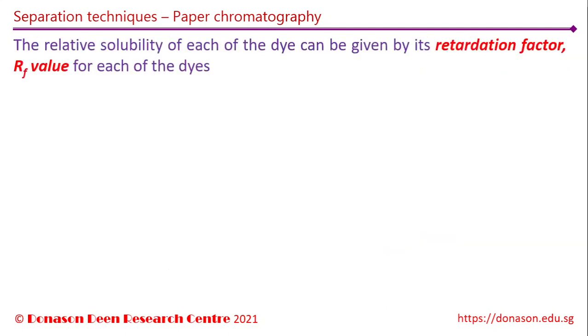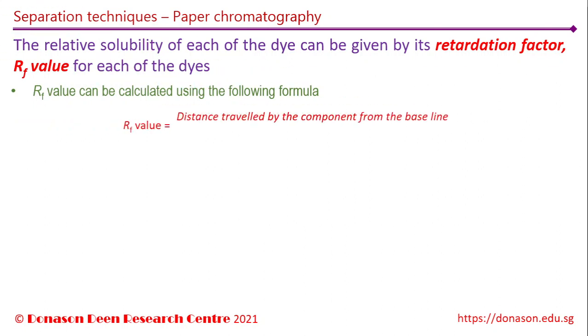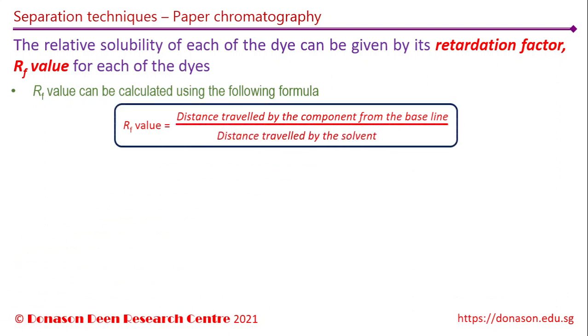The relative solubility of each of the dyes found in a mixture can be given by what is called the retardation factor, or the RF value of the dye. The RF value is calculated by using the following formula. RF value equals the distance traveled by the particular component from the baseline divided by the distance traveled by the solvent. Let's say, for example, in this chromatogram, this is the baseline, and this is the solvent front.